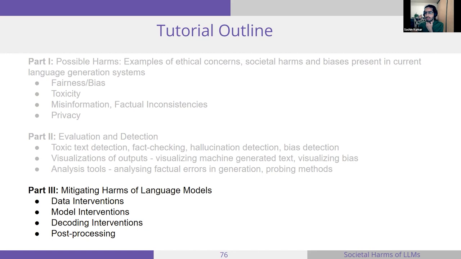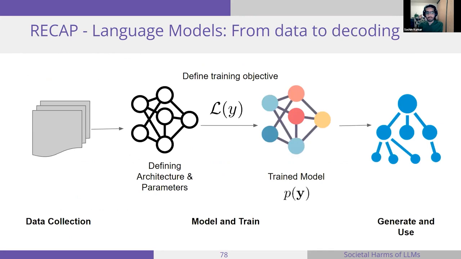Right, so now we're at the final part of the tutorial, that's mitigating, which is the title of the tutorial, just mitigating harms of language models. Before we delve into mitigation strategies, let's do a brief review of what I presented in the very beginning of how most language models are trained. So you start with finding some data, then you design your model architecture, you set hyperparameters, you define a loss function and obtain a trained model. And once the model is trained, it is deployed to be used in different settings and different strategies.